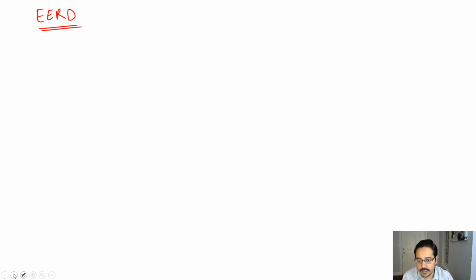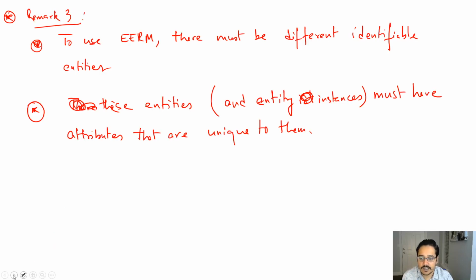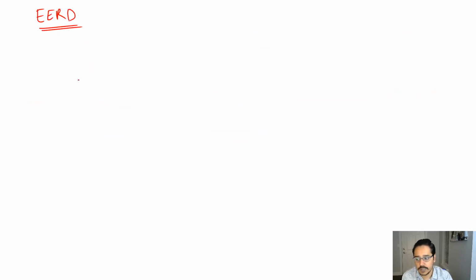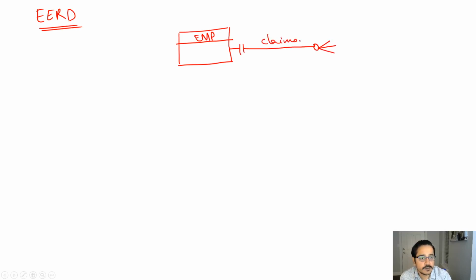So these were all the model aspects, and then there are a few more components of EERM, but we will discuss this once we talk about this particular diagram. So we are using the example from the book where you have an employee. Okay, so I'm going to write EMP, and then it has claims. Let's say dependence.